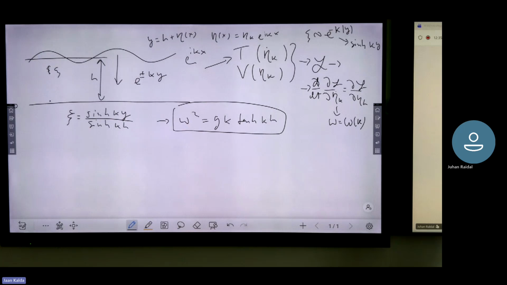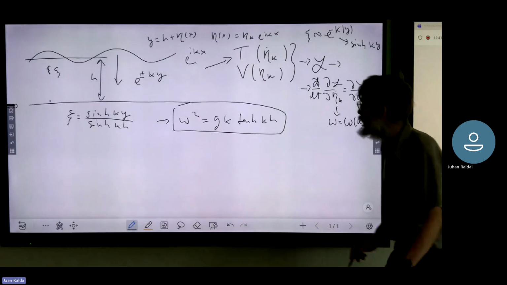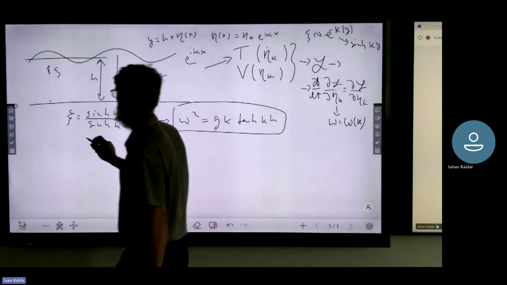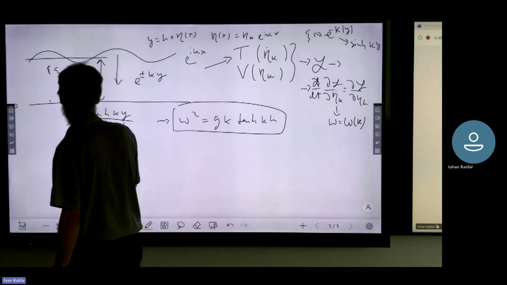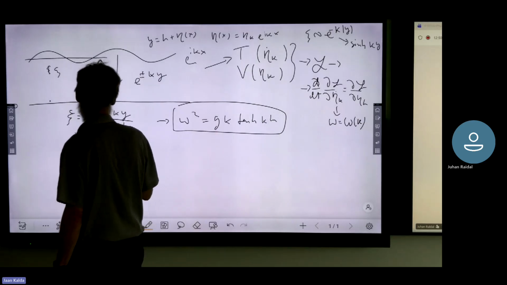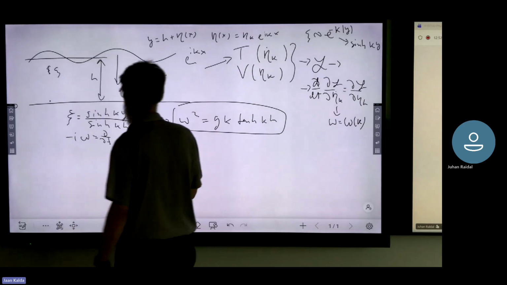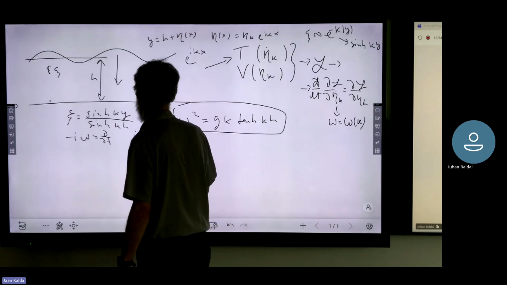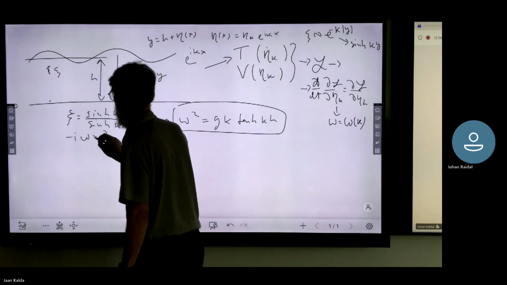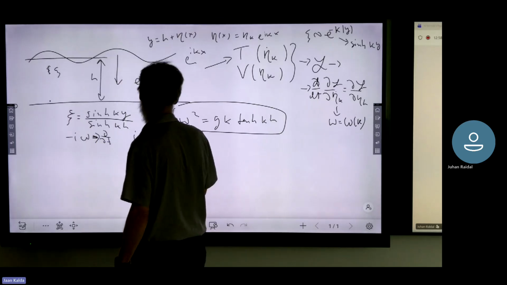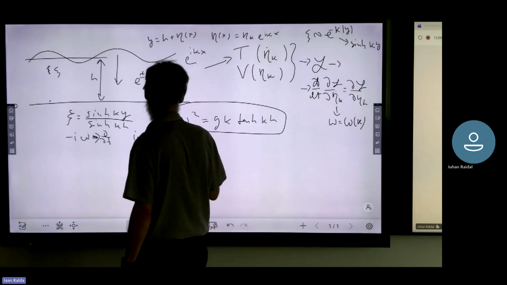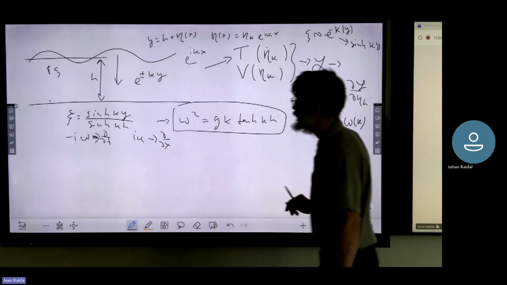And now you remember what we did. If we had a spectral relationship, then actually we can also go back to a differential equation. The procedure was that omega corresponds to i d over dt, minus i omega corresponds to d over dt, and i k corresponds to d over dx. That was the procedure.